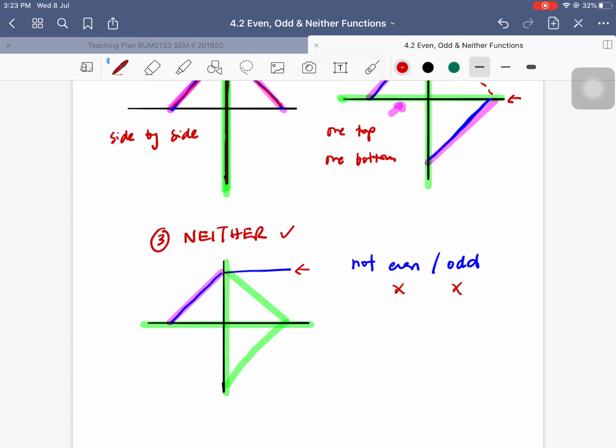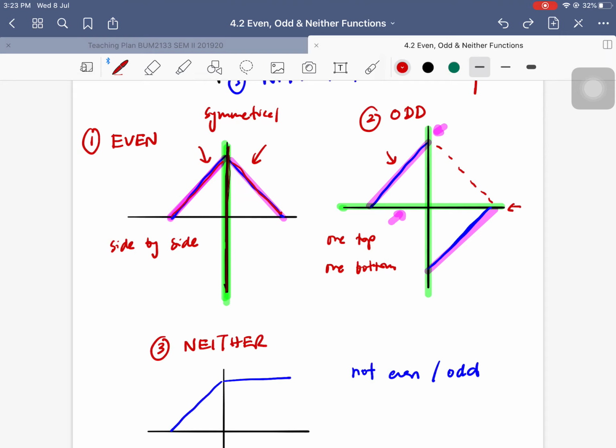Okay, so don't worry, later when I teach you how to sketch periodic functions, we are going to identify for each of the cases whether it's going to be even, odd, or neither. We're going to have a look at more examples on this. Okay, so basically if it's side by side, it's going to be even.